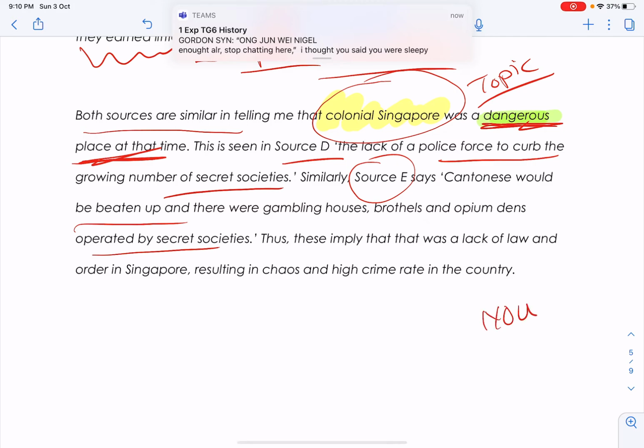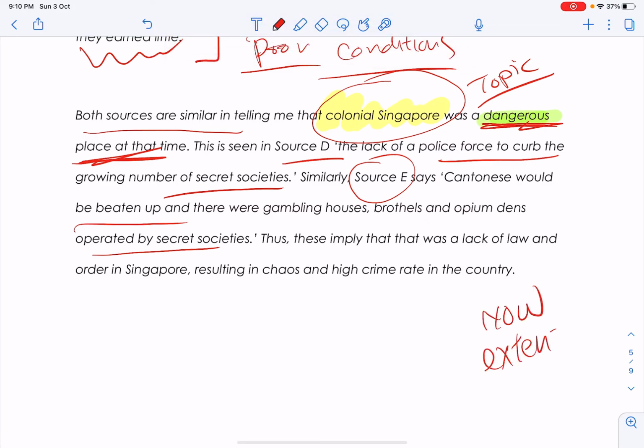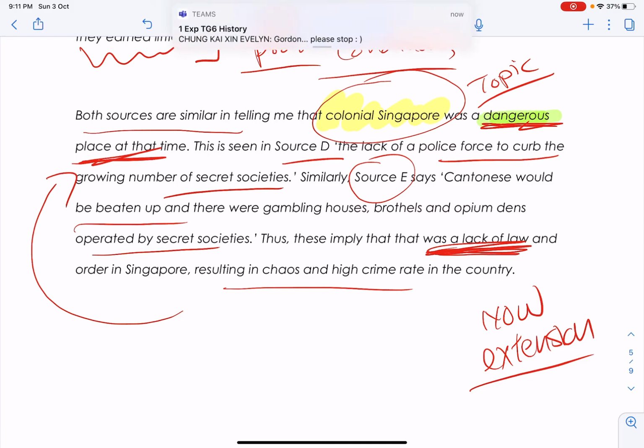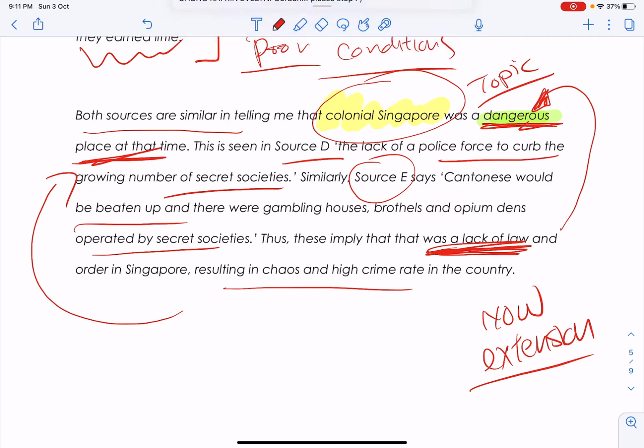extension. Same thing again. Your explanation must be in your own words, extension of evidence. Thus, this implies there's a lack of law, chaos, high crime rate. All these things are actually linked to the evidence that I see. I'm making extensions to further link it back to why this tells me that colonial Singapore was indeed a dangerous place at that point in time.